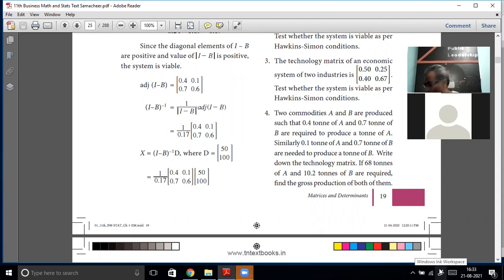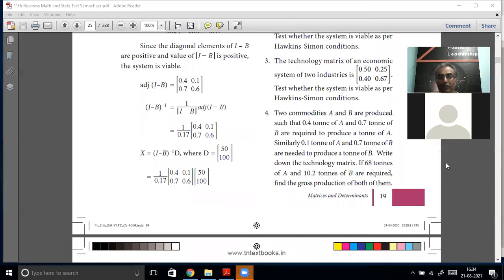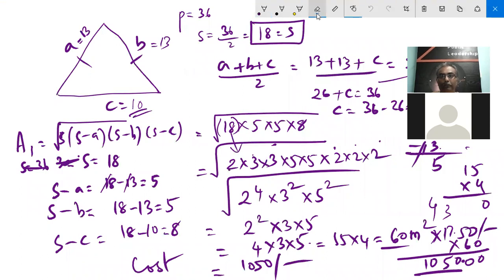Uncle, we didn't do the example sums. No need. If an example comes, we will do. Okay. Let us do the fourth sum. I'll remember from your 9th standard.